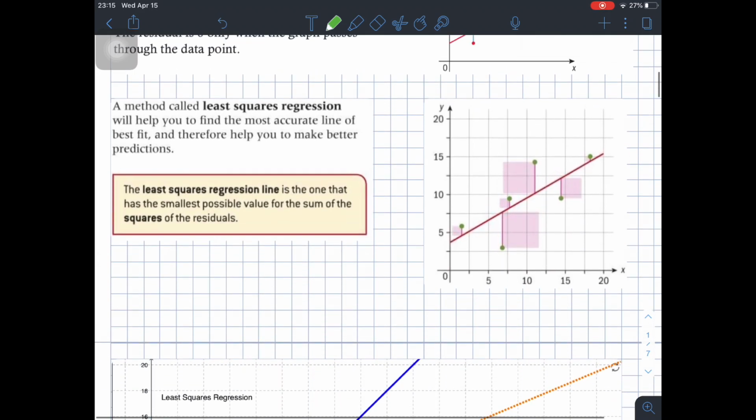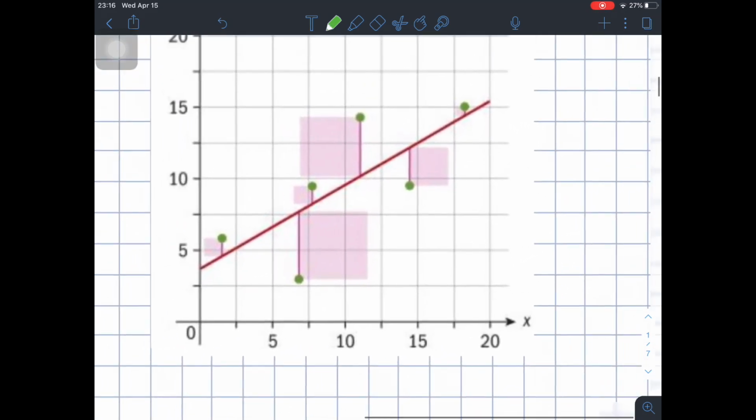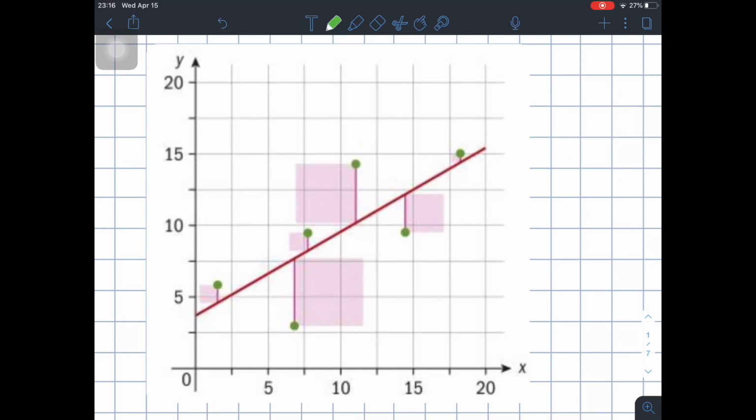Then it says, a method called least square regression will help you find the most accurate line of best fit, and therefore help you to make better predictions. So here it says, the least square regression line is one that has the smallest possible value for the sum of the squares of the residuals. If you take a look at this graph over here, we have traced all the different residuals, right? The distance between the data point and the predicted point with the line, okay?